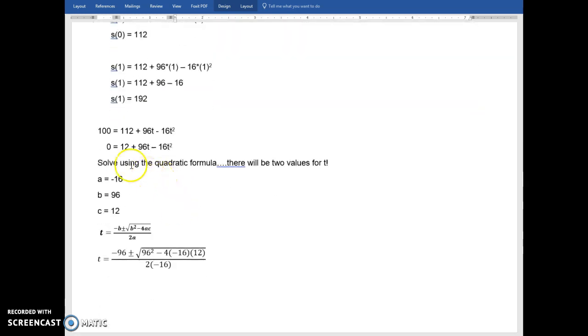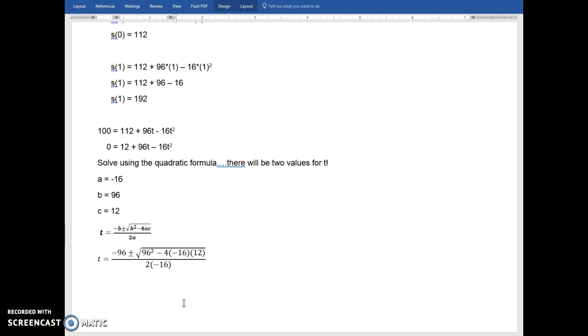Given this quadratic equation, I found a, b, and c. The a term is the coefficient of the squared term. The b value is the coefficient of t, and that's 96, and then c is the constant. I've shown the quadratic formula here, and then I have substituted. So this would be the substitution you get. And of course, the plus minus here is what's going to give you the two values. Once you go through and do this math, you're going to have two values for t.